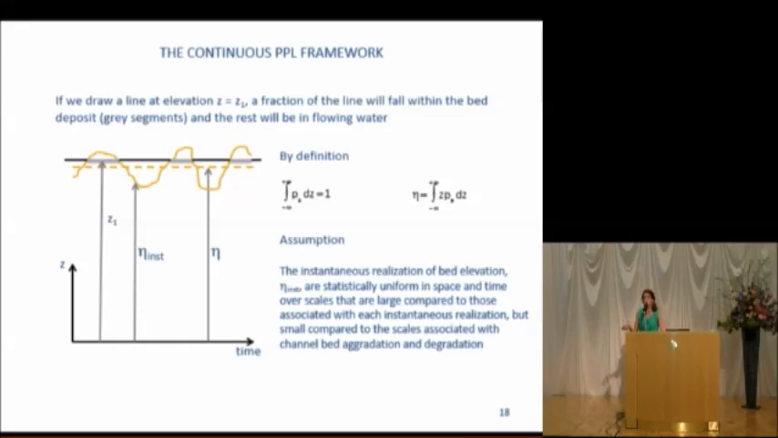For this formulation to hold, our fluctuations, or our instantaneous realizations of bed elevation, have to be meaningful, and to be meaningful means that they have to be statistically uniform in space and time over scales that are long compared to the scales of the fluctuations and small compared to the scales that control channel bed aggradation and degradation, which means changes in the mean value of bed elevation.